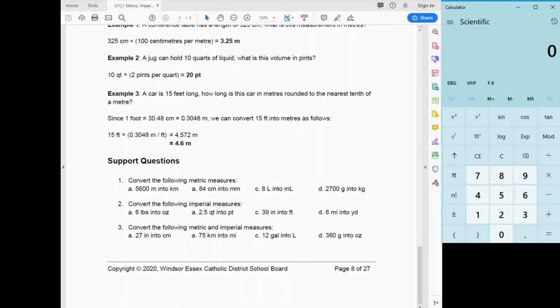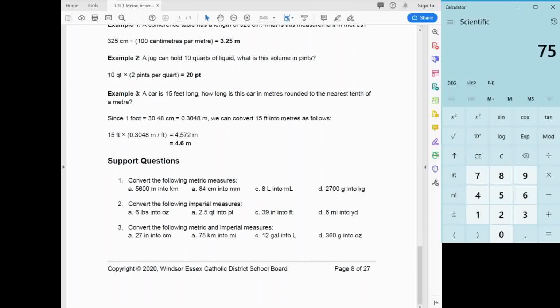And the last ones, when I'm converting from metric to imperial, or imperial to metric: 27 inches into centimeters. 1 inch is 2.54 centimeters. So what I would do is divide this 27 inches by 2.54. Sorry, it's going to be the other way around. I have to multiply. It's 27 inches times 2.54 centimeters per inch. So 68.58. Here it doesn't say to round it to the nearest tenth, but if I did, this would be 68.6.